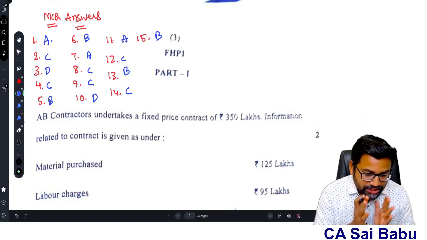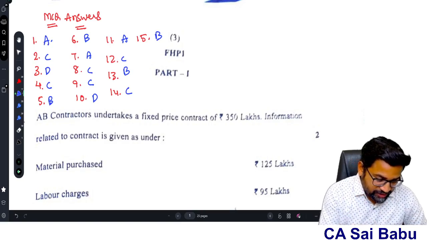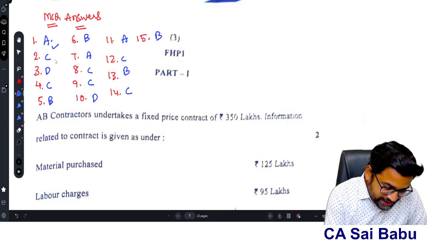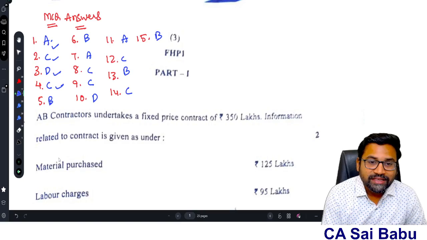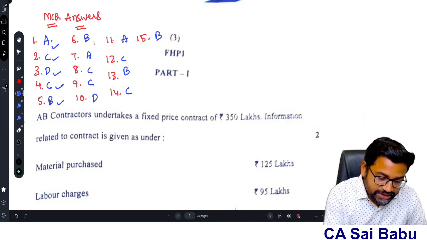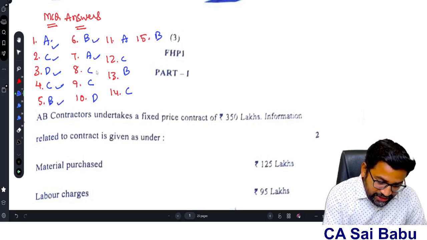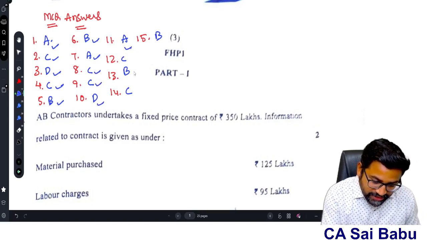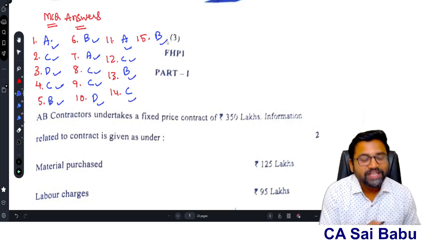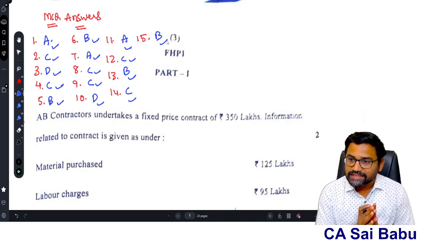So these are the MCQ answers. First A, second C, third D, fourth C, fifth B, sixth B, 7 A, 8 C, 9 C, 10 D, 11th A, 12 C, 13 B, 14 C, 15th B. So these are the answers.